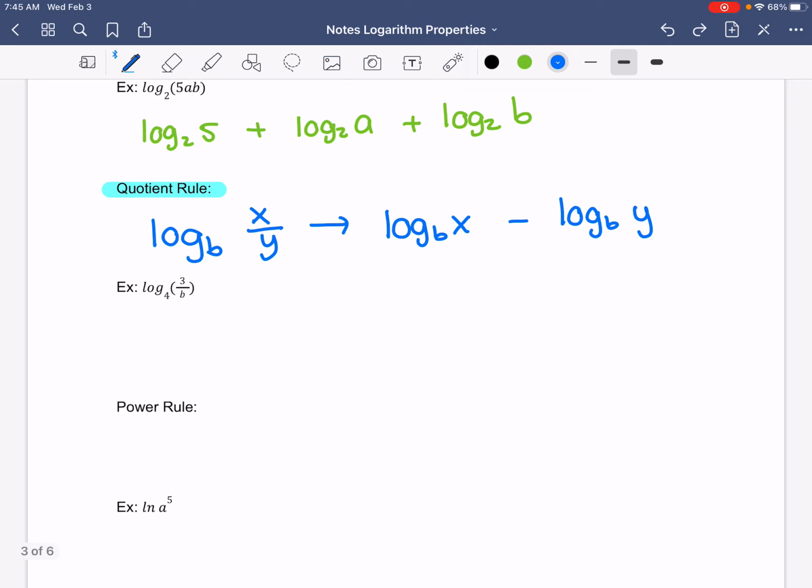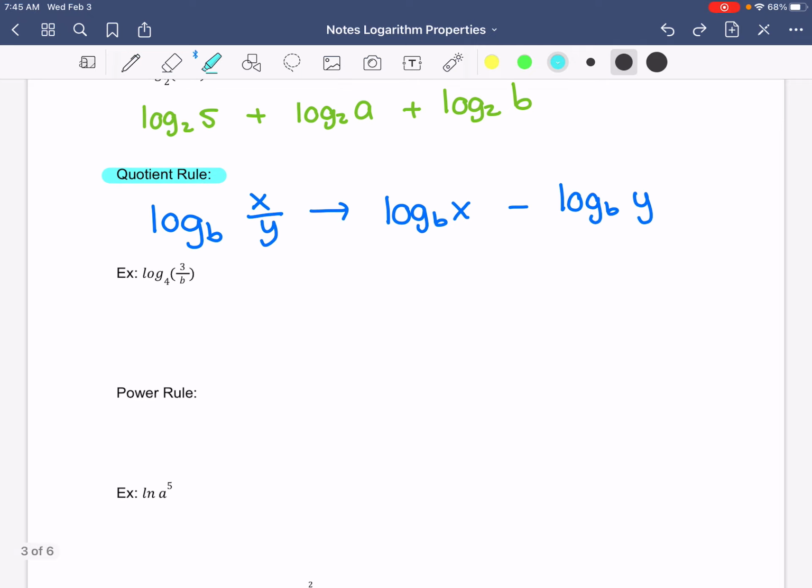Let's do an example of this. Our example says log base 4 of 3 divided by b. There are two things being divided, 3 divided by b, so we need two log base 4's. They both keep the same log base 4: log base 4 for the 3, log base 4 for the b. And since these were being divided, you put a subtraction sign in between.